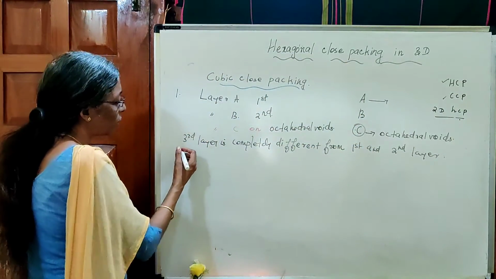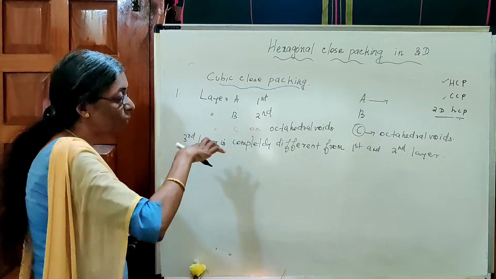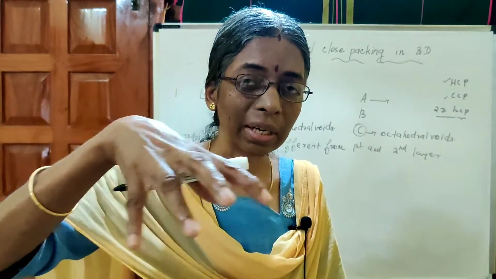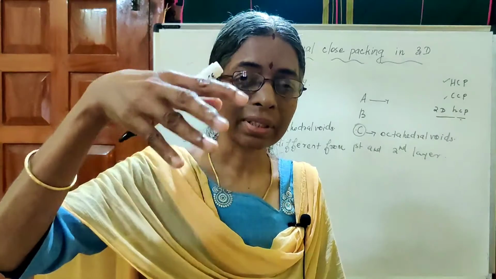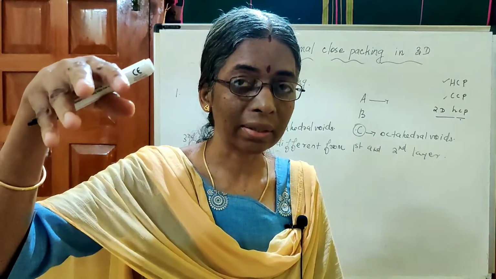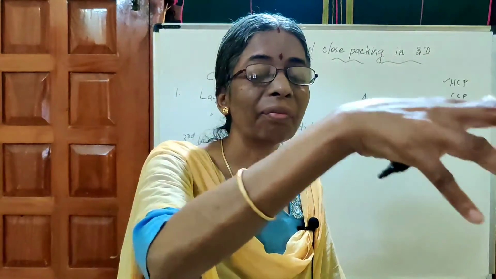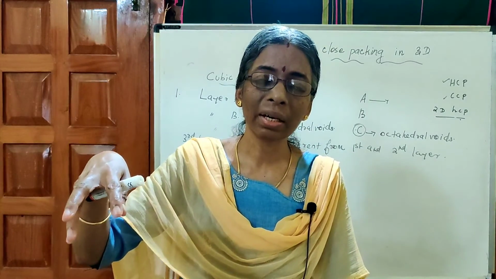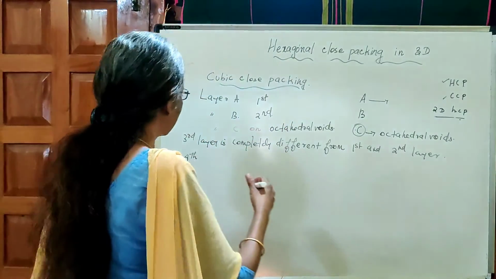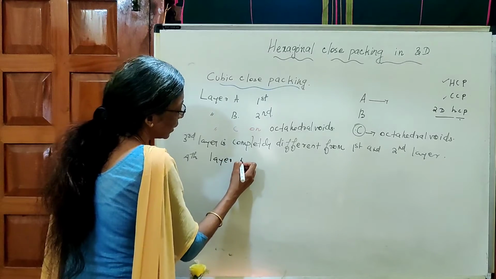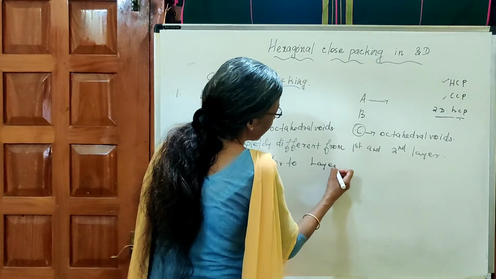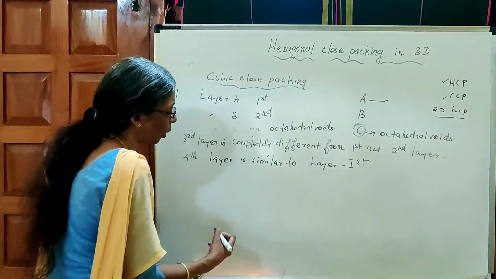Okay, the next one, after the third layer comes the fourth layer. Wherever voids are coming, you are placing on the voids, right? So first layer, then first layer voids, second layer voids, what is coming here? A new layer. On the second layer you get octahedral voids, so you are placing the third layer on every octahedral void. Then again you are placing the fourth layer. So the fourth layer is similar to the first layer, similar to layer A.